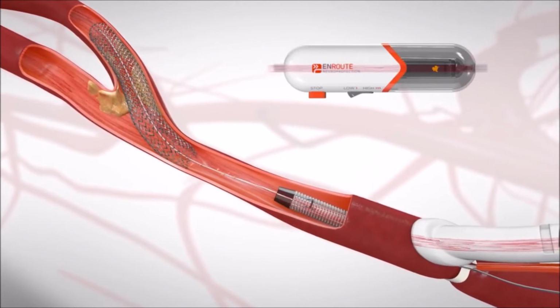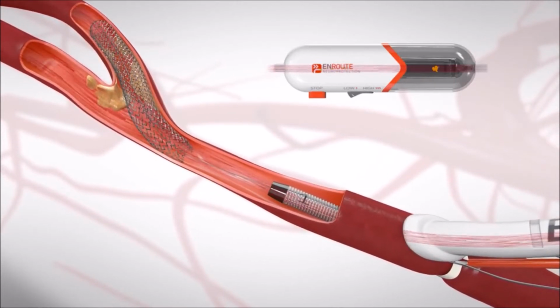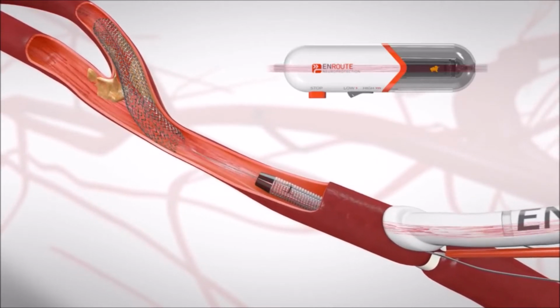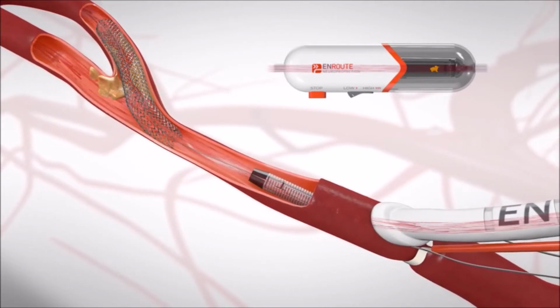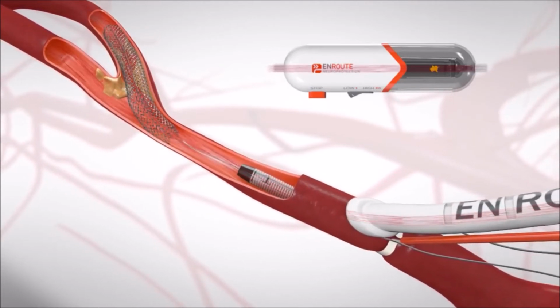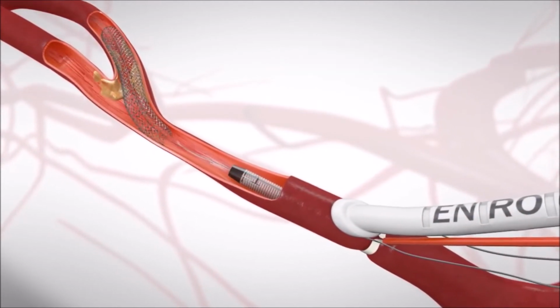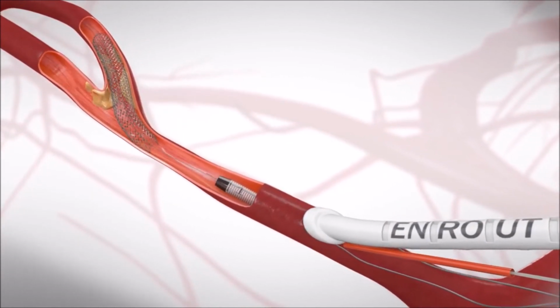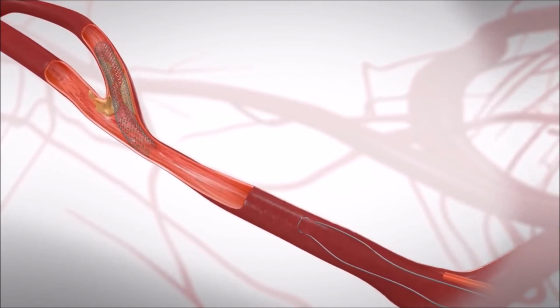The delivery of these therapeutic devices can disrupt the plaque, causing dangerous debris to come loose. The ENROUTE transcarotid neuroprotection system is designed to capture and filter that debris throughout the procedure to prevent a procedural stroke. Once the stent is placed, the clamp is loosened and the sheath can be removed so that blood resumes its normal path to the brain.